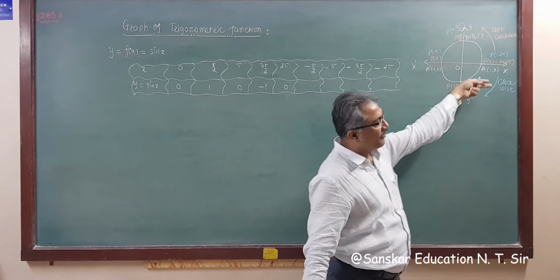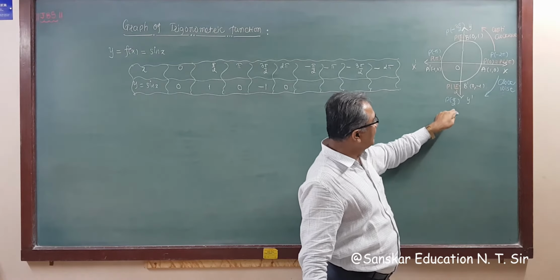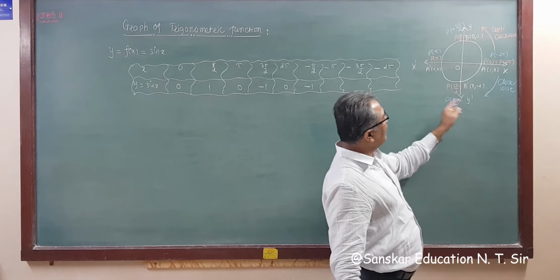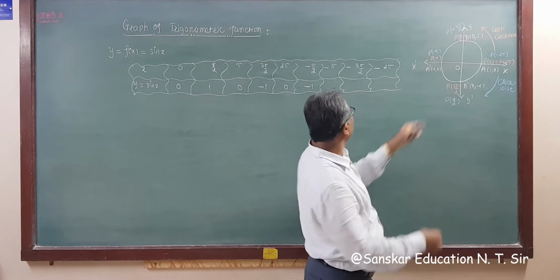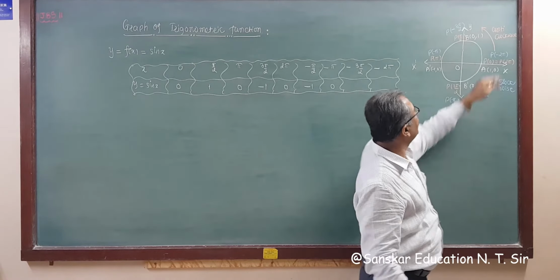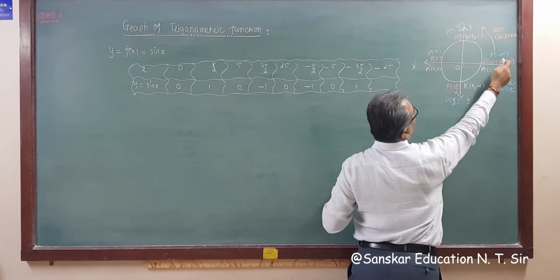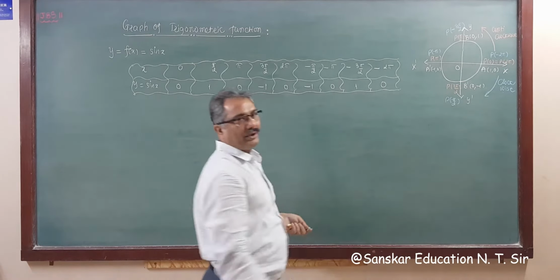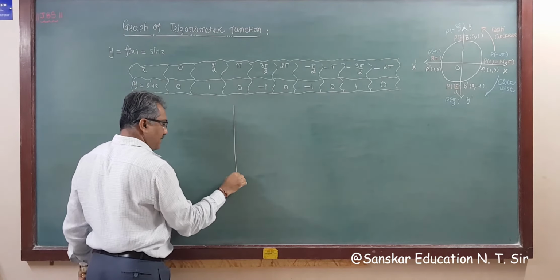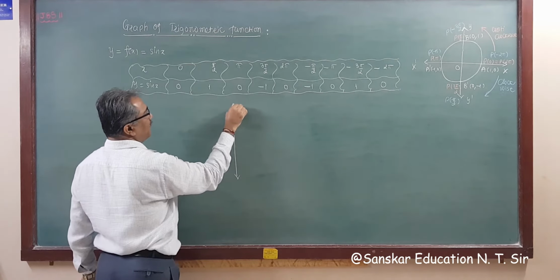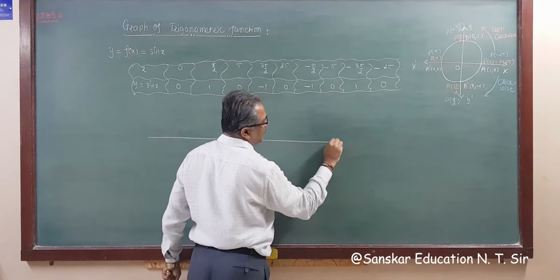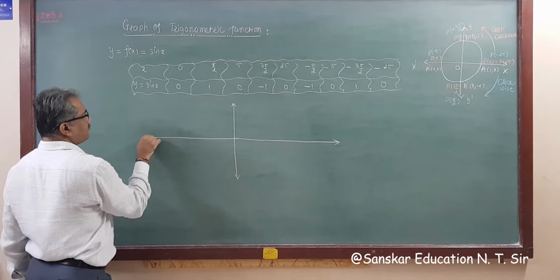Sin minus pi by 2, so if we move in clockwise direction, then sin minus pi by 2 is minus 1, right? Sin minus pi means here the answer is 0. Minus 3 pi by 2, because we are moving in clockwise direction, then the point is this, so the answer is 1. And minus 2 pi, again this point, that is 0, right? So as you know, the range of sine function is from minus 1 to 1.